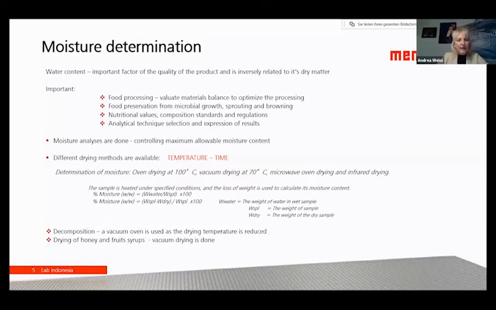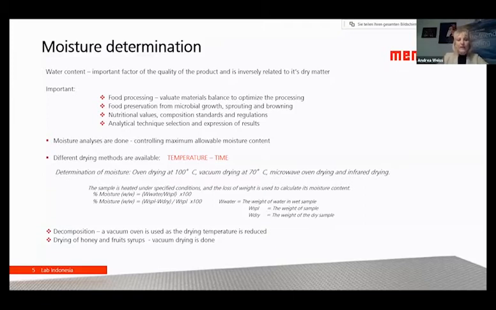Here is even a calculation scheme for the sample which is heated under a specified condition, and the loss of weight is used to calculate the moisture content. So there is also a formula available for calculating moisture content. Here we also have the use of the vacuum oven, which is very important for very heat-sensitive material or for delicate drying processes. The vacuum oven is a very, very good choice.